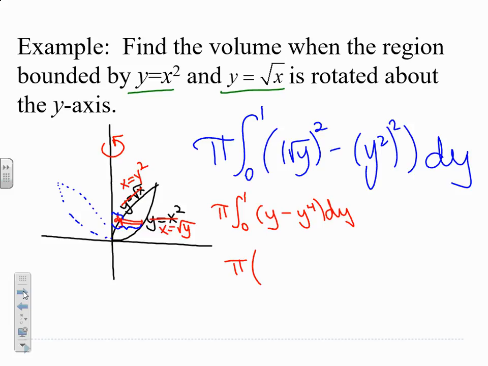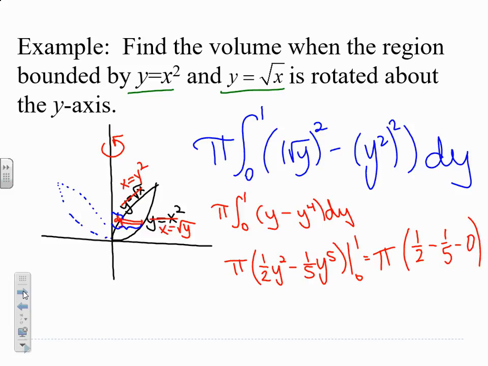So Michael, what's our antiderivative? 1/2 y squared minus 1/5 y^5 over 5. Good. Evaluated from 0 to 1 means we have pi times 1/2 minus 1/5 minus 0. What is that? 3/10? 3/10 pi.